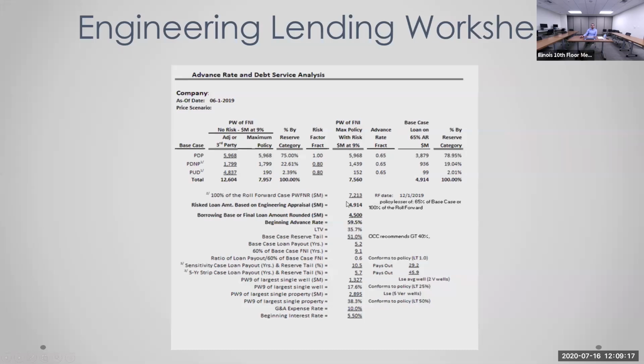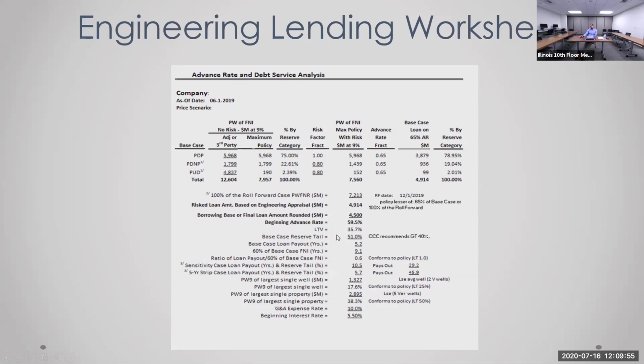The roll forward case, that's the PV9 for it. It's going to be 7.2 million. The borrowing base that we recommend based on our engineering appraisal is 4.9 million. And the borrower in this case decided, hey, we're not going to even lend them that 4.9. We're just going to lend them 4.5. The borrower just needs 4.5. They don't need all the money. Which means the beginning advance rate is just at 59.5% instead of the 65%. The loan to value, that 4.5 over 12.6 is going to give you that 35.7.